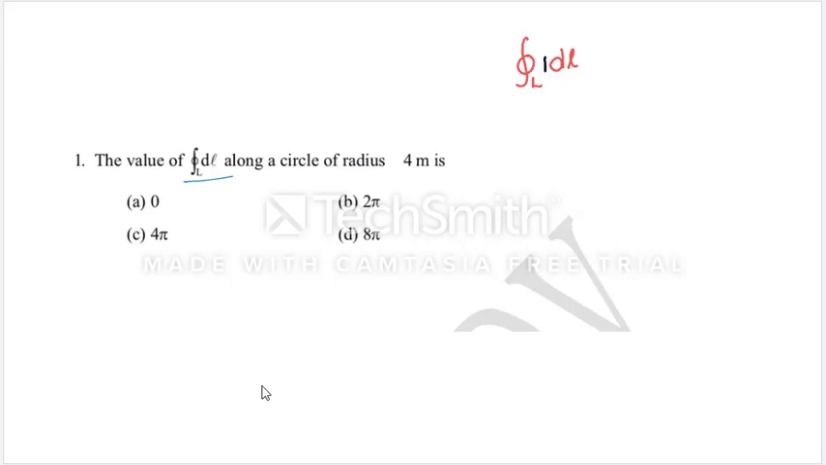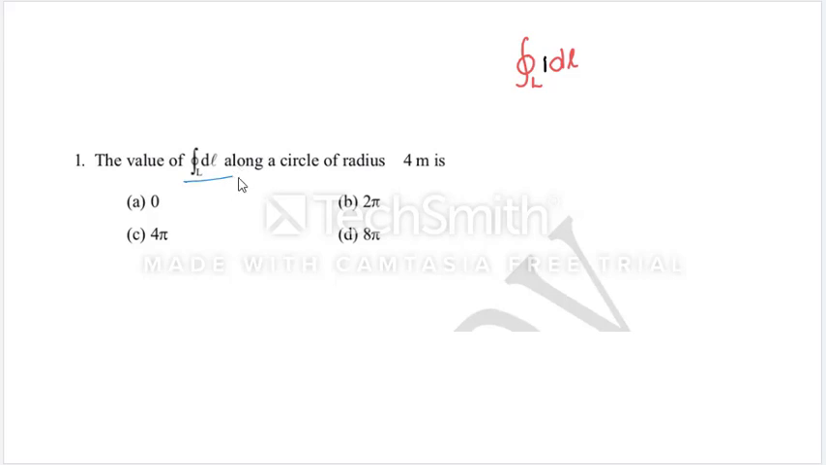I can say 1 is a scalar quantity. So for a scalar quantity, can I apply Stokes theorem? Stokes theorem and divergence theorem are valid only for what? Vectors only. So here 1 is a scalar, so we cannot apply Stokes theorem in this case. Then what we will do here, see this.